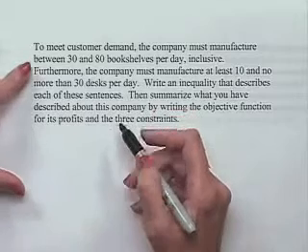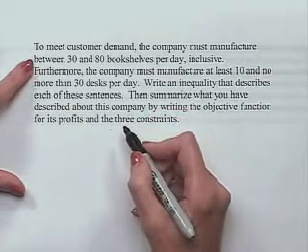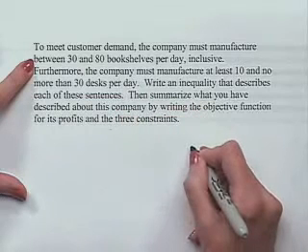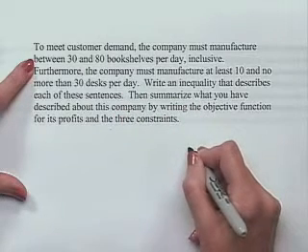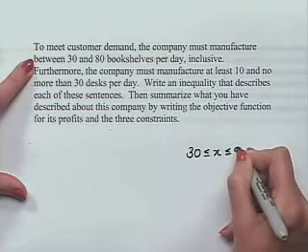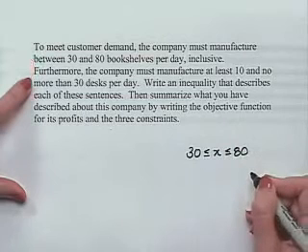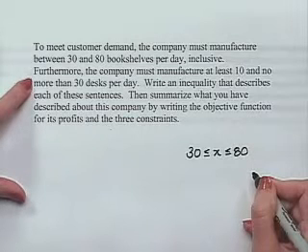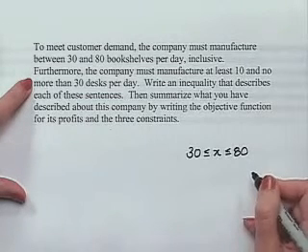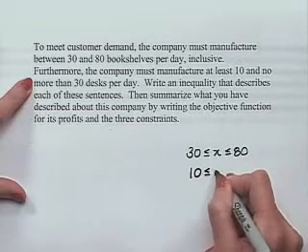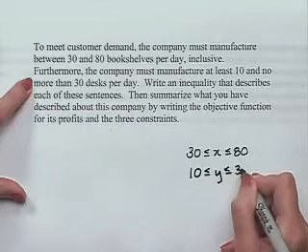We know from our previous work that X will stand for the number of bookshelves that we produce per day. Our first sentence tells us that that number, X, should lie between 30 and 80, inclusive. So we're going to write the inequality, 30 is less than or equal to X, is less than or equal to 80. The second sentence says, furthermore, the company must manufacture at least 10 and no more than 30 desks per day. The variable Y stood for the number of desks produced per day. Now we want to make sure that that value of Y is going to be greater than or equal to 10 and less than or equal to 30.